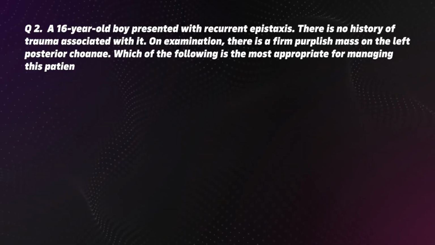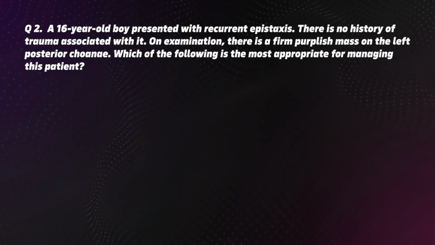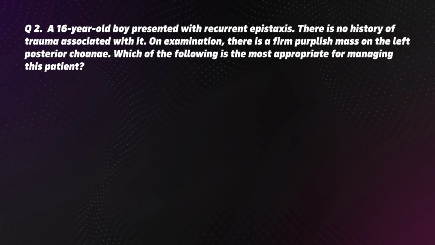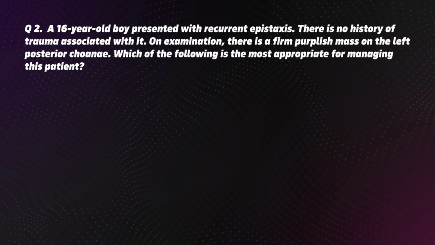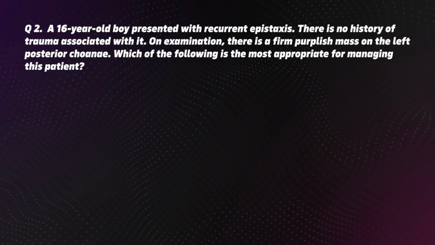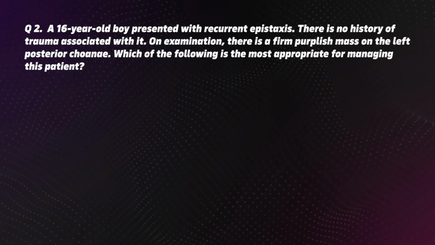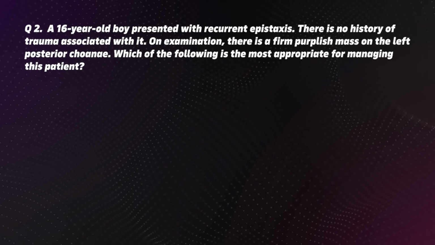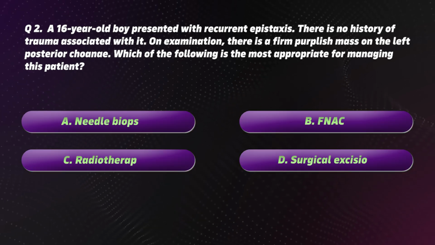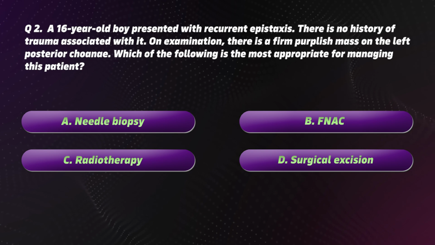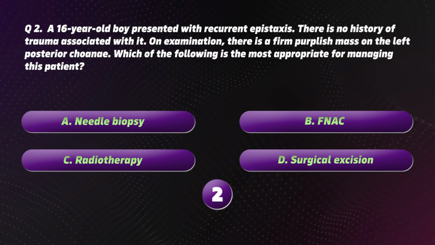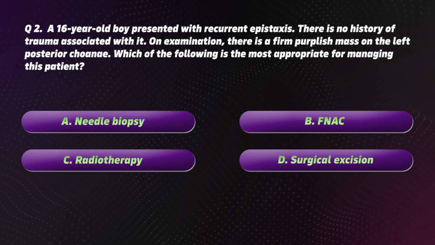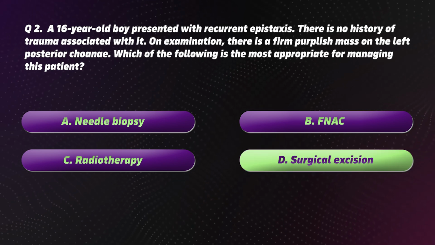Question 2. A 16-year-old boy presented with recurrent epistaxis. There is no history of trauma associated with it. On examination, there is a firm purplish mass on the left posterior choanae. Which of the following is the most appropriate for managing this patient? Here are the options. A. Needle biopsy. B. FNAC. C. Radiotherapy. D. Surgical excision. And the correct answer is option D, surgical excision.